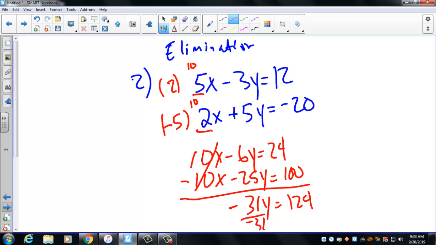Divide by negative 31, divide by negative 31. Y is negative 4, I believe. Do we agree? Yes. What is that saying? 124. That's 124. And this is a 31.